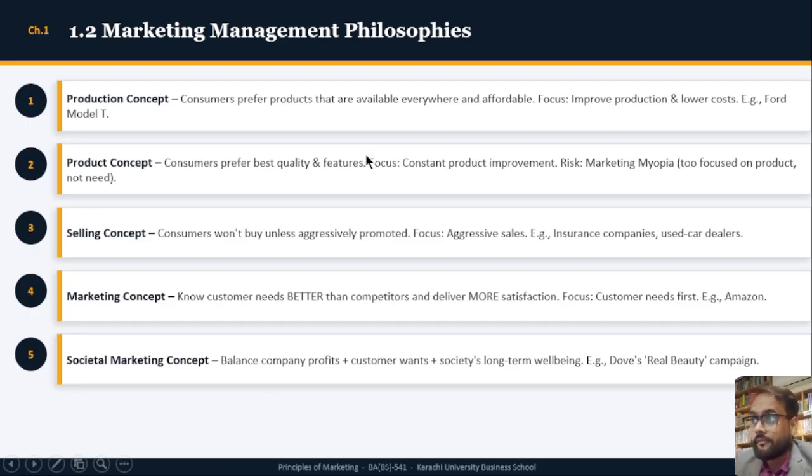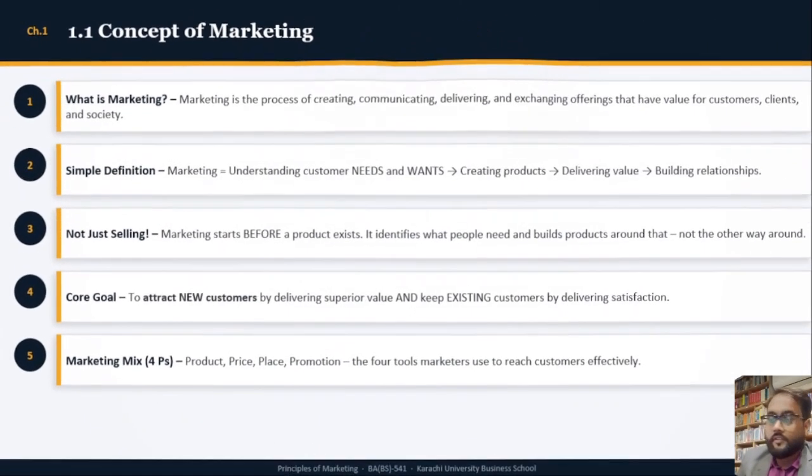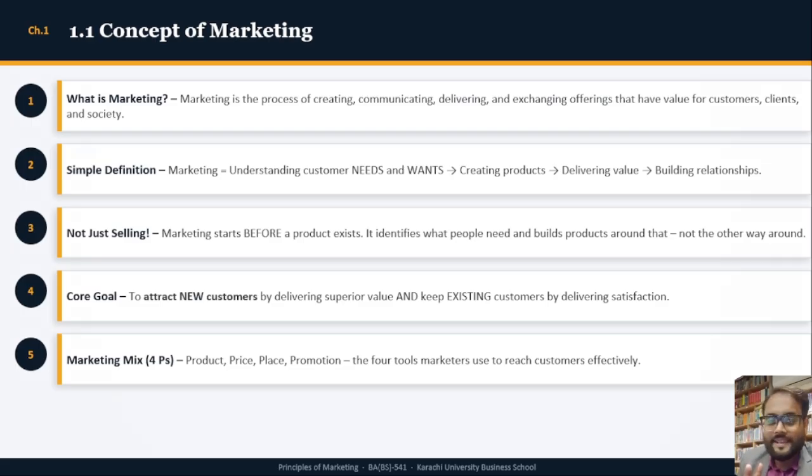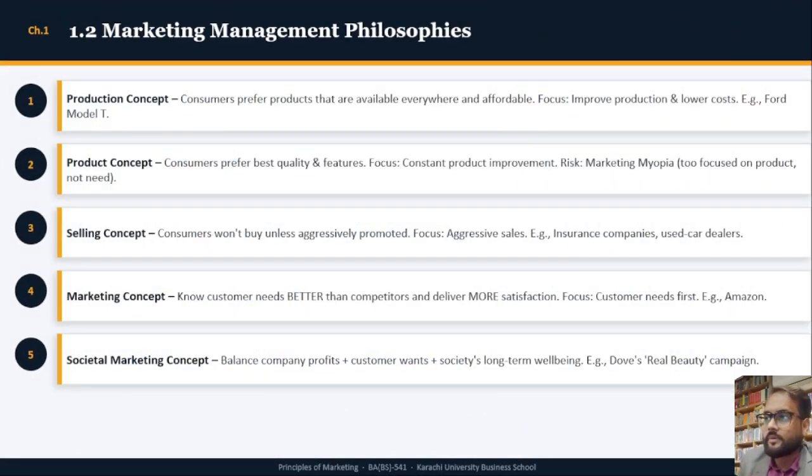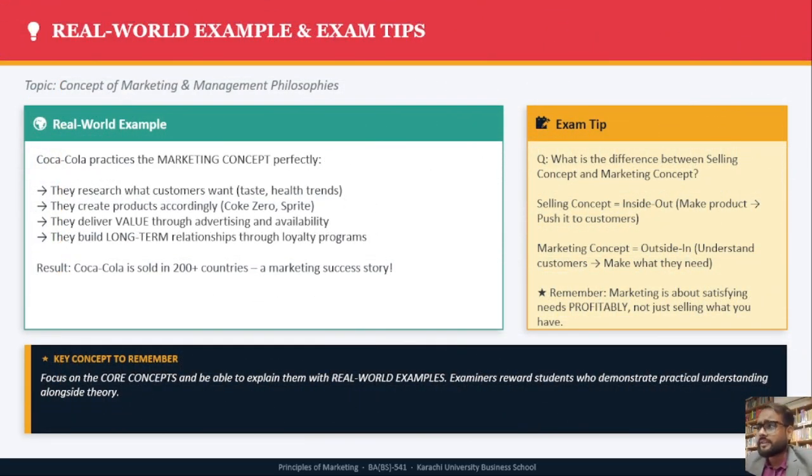Okay, so this is what we have to discuss in chapter number 1. I have only highlighted the most important topics of each chapter. In the first chapter we discussed the concept of marketing and the marketing management philosophies. I have also given a simple real-world example and examination tips. You can have an overview of it and learn what I have mentioned here.